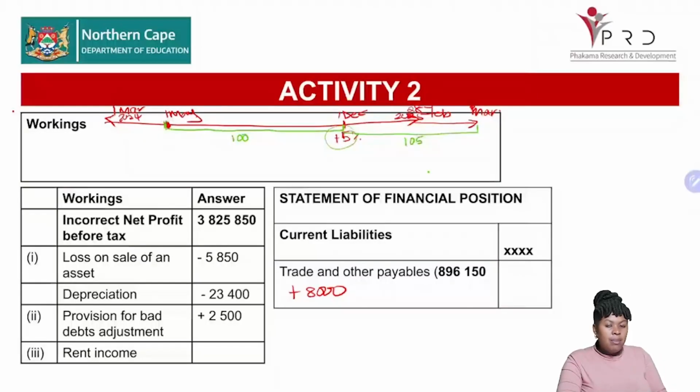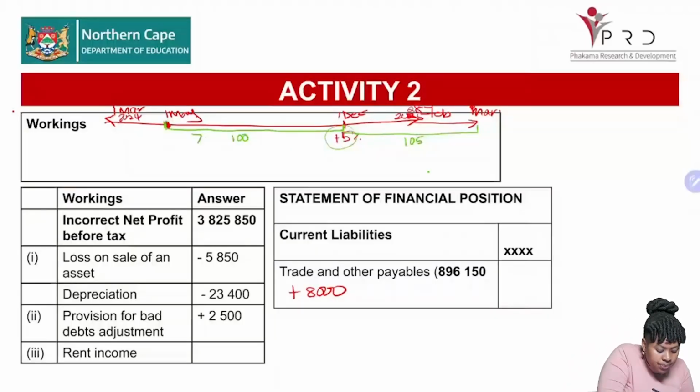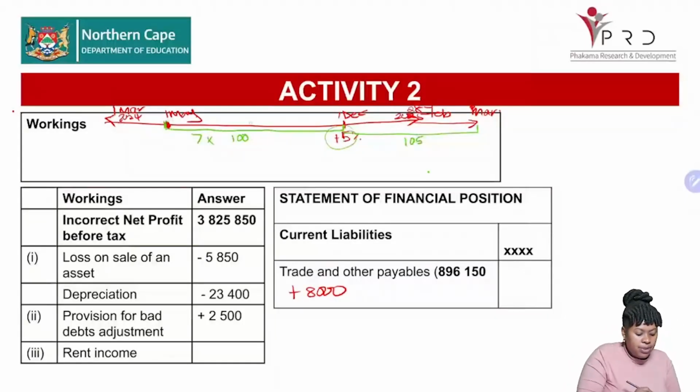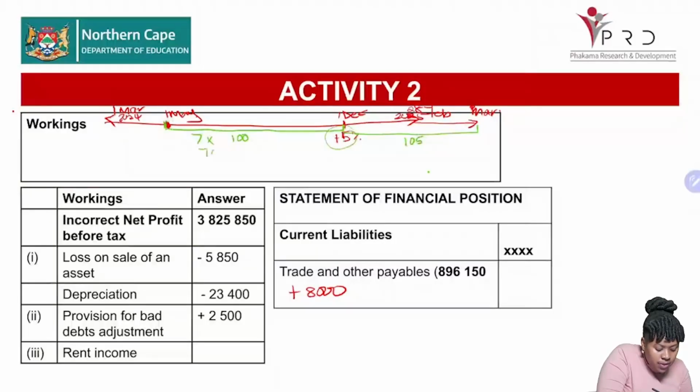Okay. So how many months did we have the 100? We had the 100 for 7 months. It's May, June, July, August, September, October, November, right? We don't include December because it had already changed by then. So it's 7 multiplied by 100. Okay. That gives us 700.